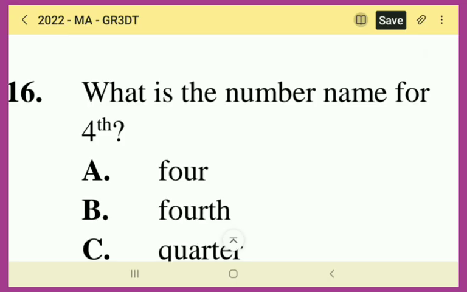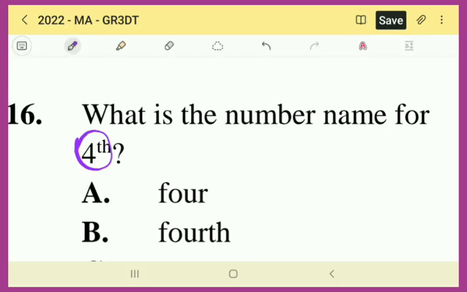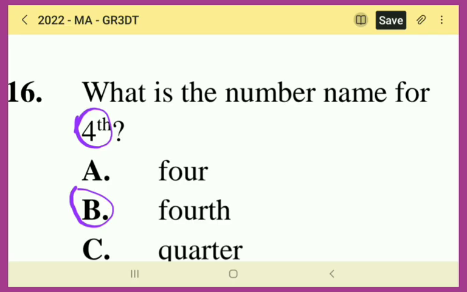Number 16. What is a number name for fourth? And already it gives itself away. Fourth, just by you pronouncing it, fourth. The answer is here, B. Good job. All right, let's move on.